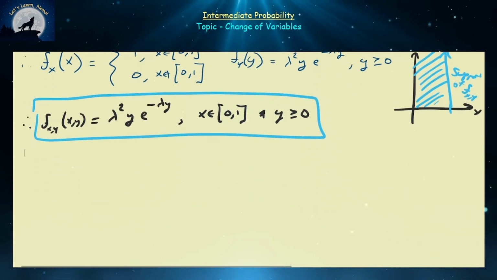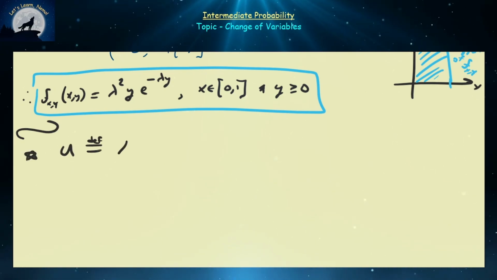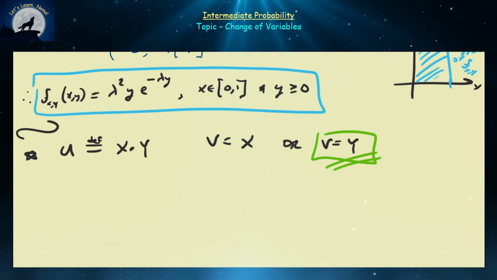And now we can start working on our change of variables mechanism. Let us define U to be equal to X times Y. Notice that we're going from a two-dimensional input to a one-dimensional output, but technically speaking, you could go to a new probability density function f_UV if you wanted to, but we're not going to. So we have a couple of choices. We could choose V to be equal to X, or you could choose V to be equal to Y. I'm going to choose V to be equal to Y, but you could choose V to be equal to X and still get the exact same answer.